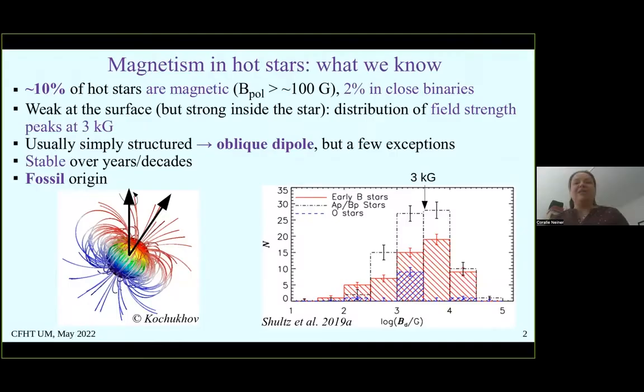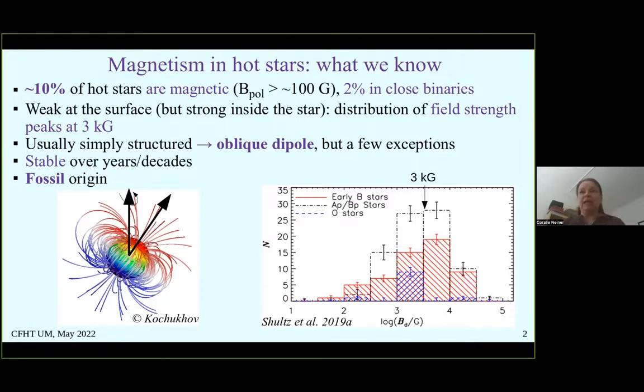Oh. So I was showing on the bottom right that the distribution of magnetic field strength peaks at 3 kilogauss, but can vary between 100 Gauss and 30 kilogauss. And the structure of this magnetic field is usually very simple. They are just dipoles most of the time, but these dipoles are inclined compared to the rotation axis of the star. And these magnetic fields are stable over decades.